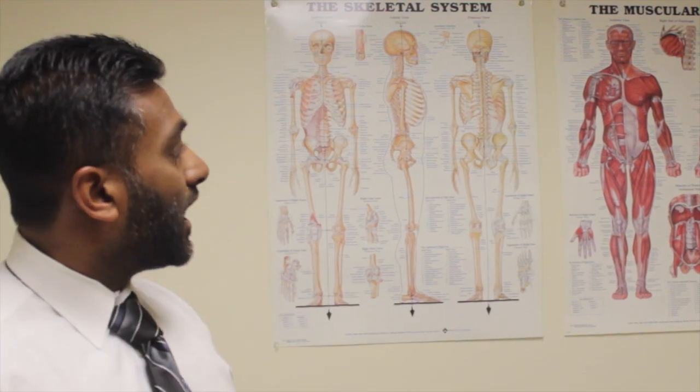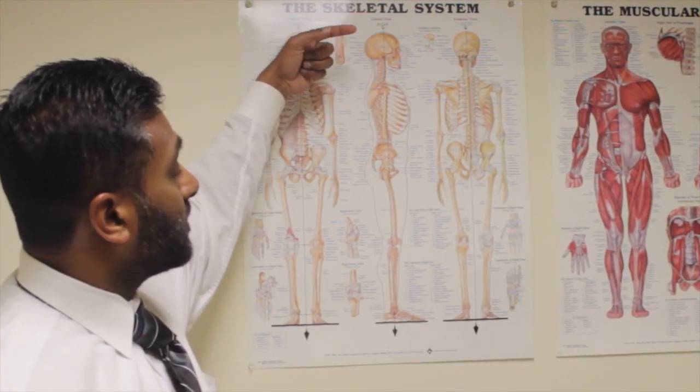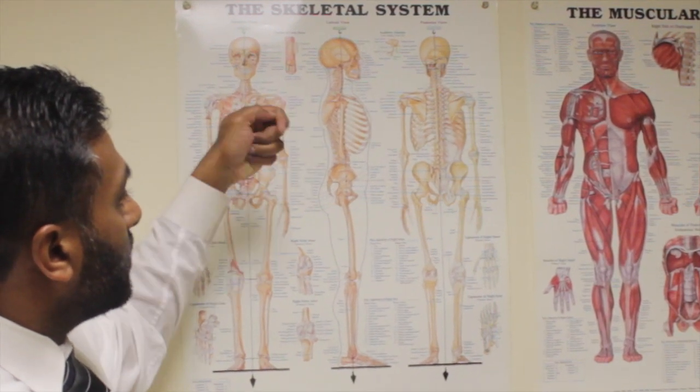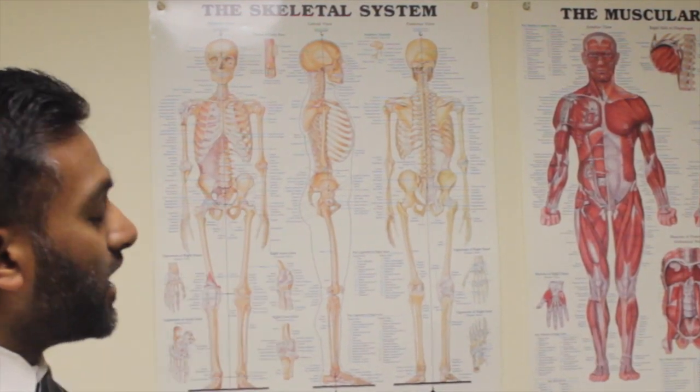Now when I talk to patients about posture, I look at a few different aspects. From their side view, I look at a chart like this and check to see: are the ears, shoulders, elbow, hip, knee, and ankle lined up? If they're lined up, that's telling me that they have good posture. However, in most cases, I don't see that.